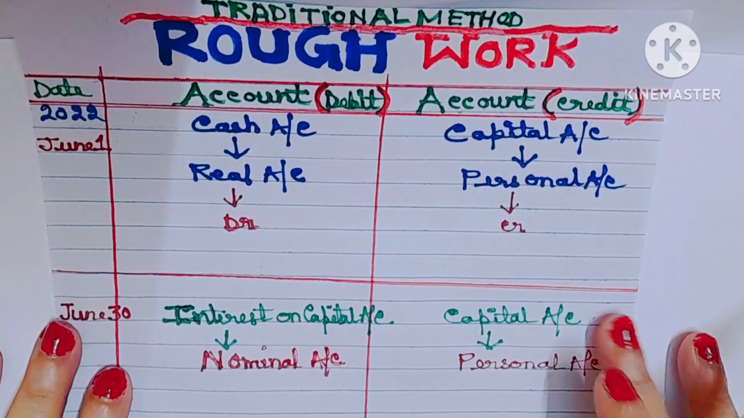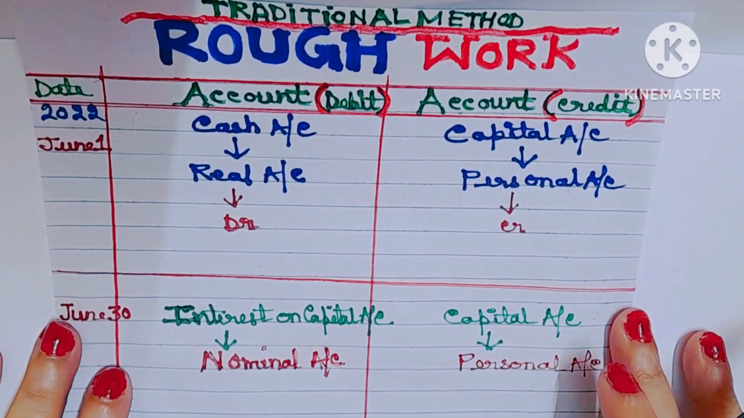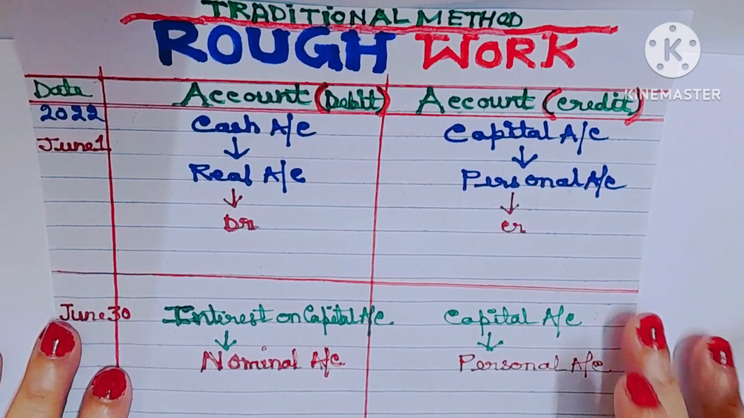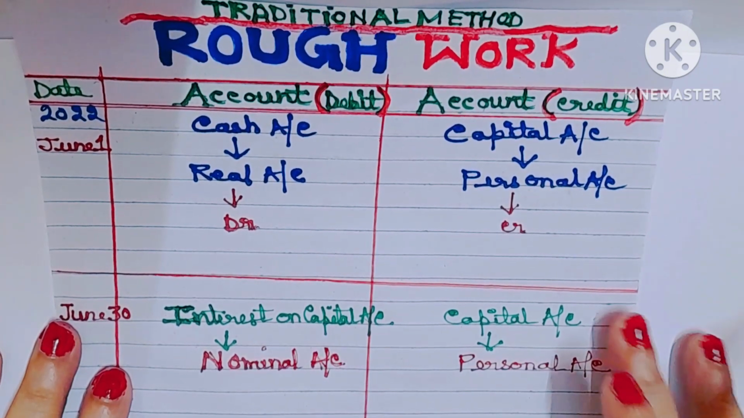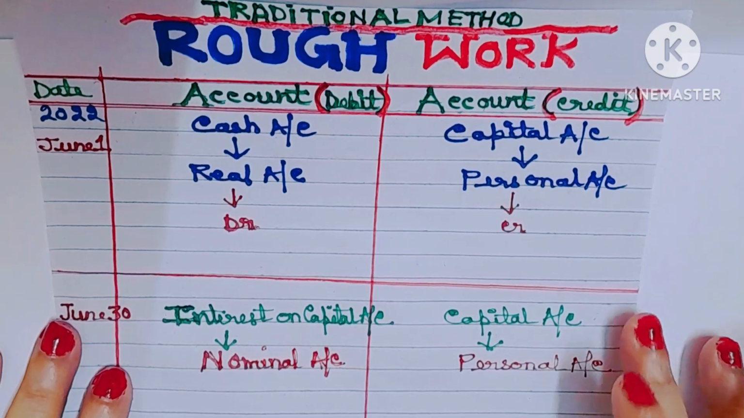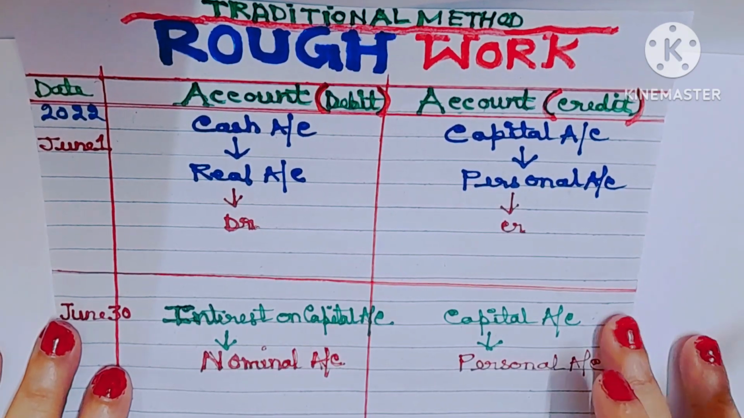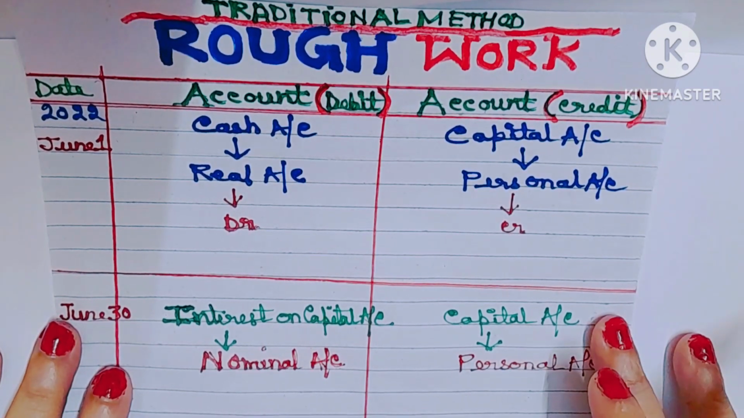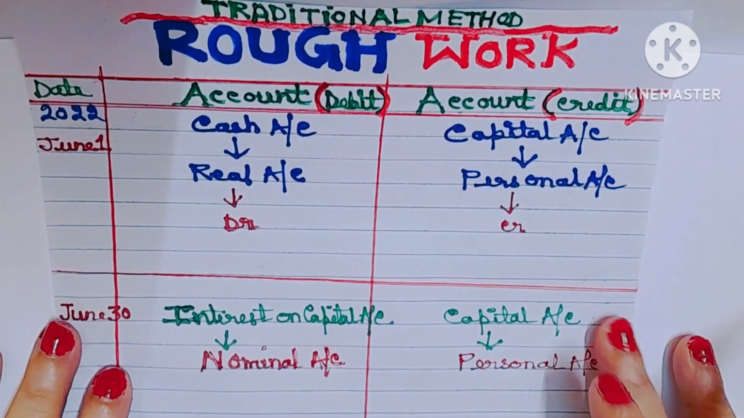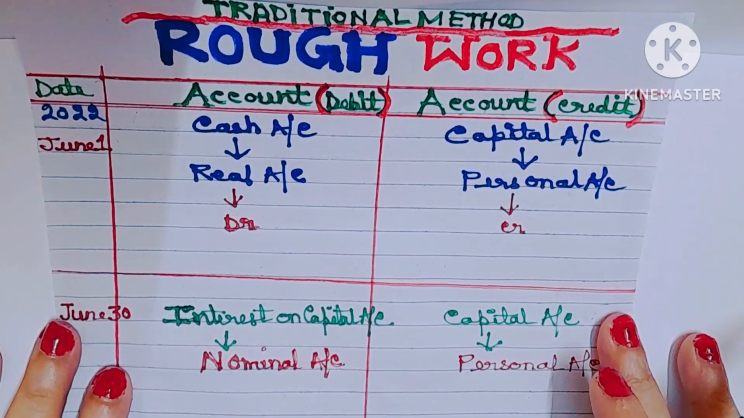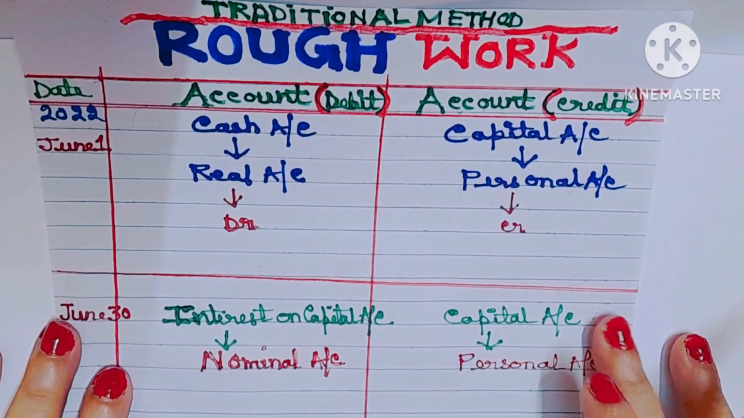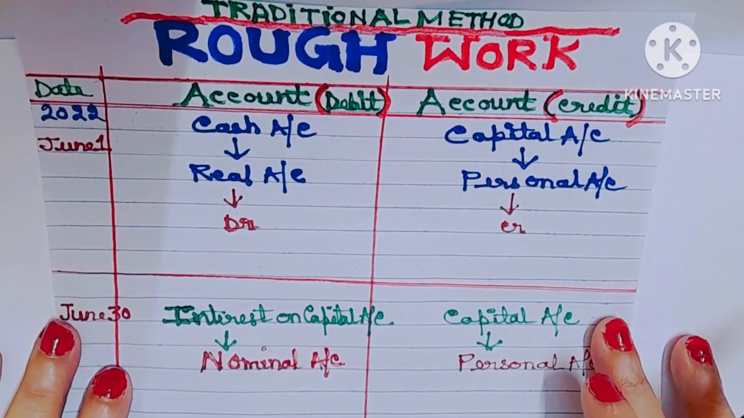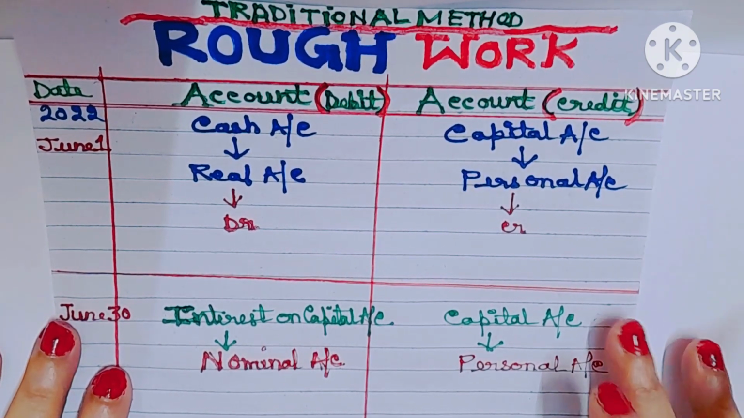Understood? So from the point of view of Mamuni or the business owner, it is a gain. But from the point of view of the business, it is an expense because the business has to pay interest on capital to the business owner. But from the business owner's point of view, it is a gain. So you have to always see from the point of view of the business while doing journal entries. Please remember, while doing interest on capital account, you always have to see it from the point of view of the business.